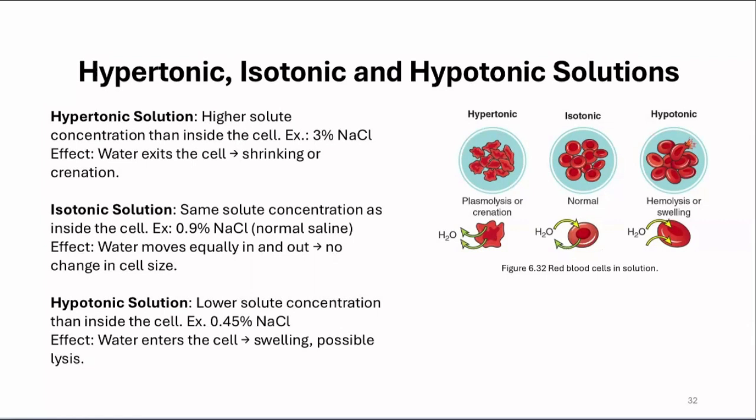Lastly, if a cell is placed in a hypotonic solution, this means that the solution has a lower solute concentration outside of the cell compared to inside of the cell. So the effect of hypotonic solutions on cells is that water is going to enter the cell and swell it, and possibly it can rupture the cell. That is known as hemolysis, which means that because of the swelling, there is lysis, or breakage, of the red blood cell.